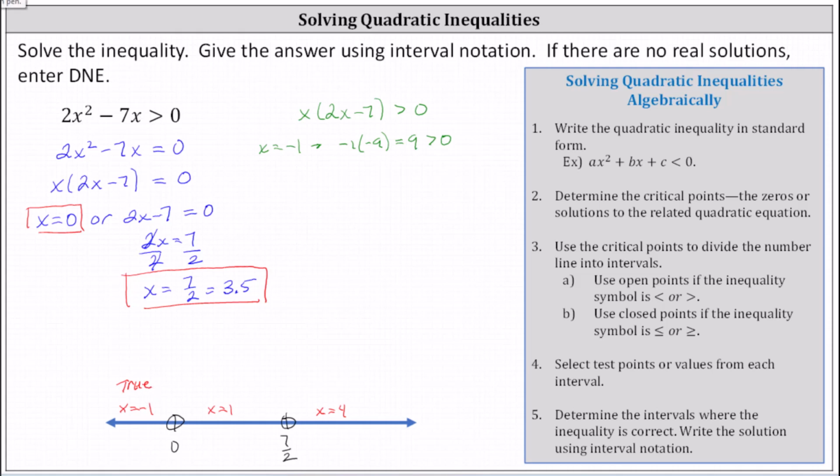And now we test x equals 1, which gives us 1 times the quantity 2 times 1 minus 7, which is -5. 1 times -5 is -5. -5 greater than 0 is actually false. Let's mark the interval false. And finally, we test x equals 4, which gives us 4 times the quantity 2 times 4 minus 7. 2 times 4 is 8. 8 minus 7 is 1. 4 times 1 is 4. 4 greater than 0 is true.